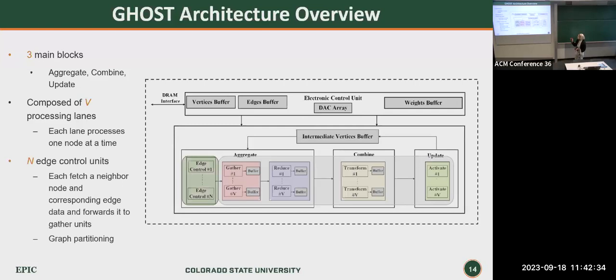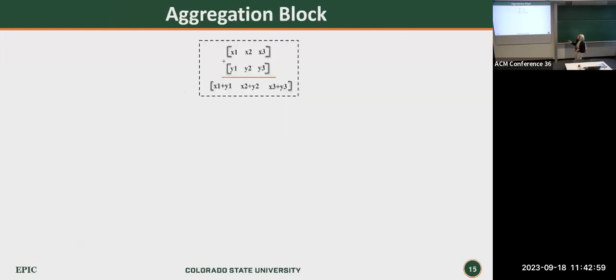And then we have edge control units. These are electronic units that are responsible to go fetch neighbor nodes and pass them to the gather units if they are neighbors of the nodes being processed. And this mechanism operates according to a graph partitioning algorithm that we're using, which significantly helps with the graph irregularity and sparsity challenges I talked about.